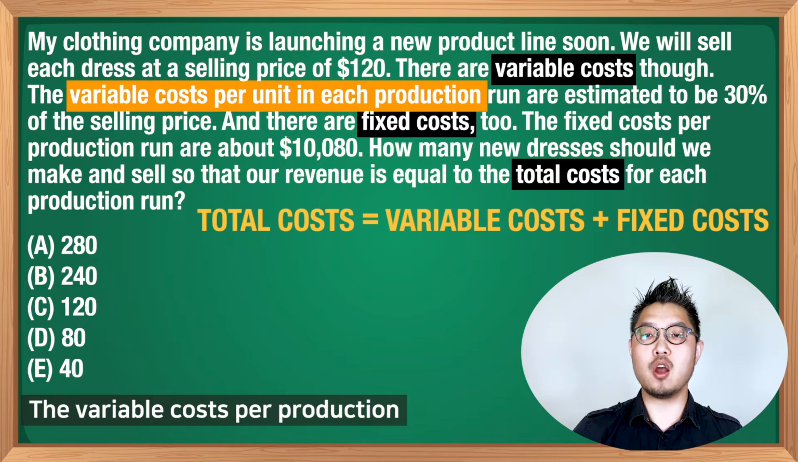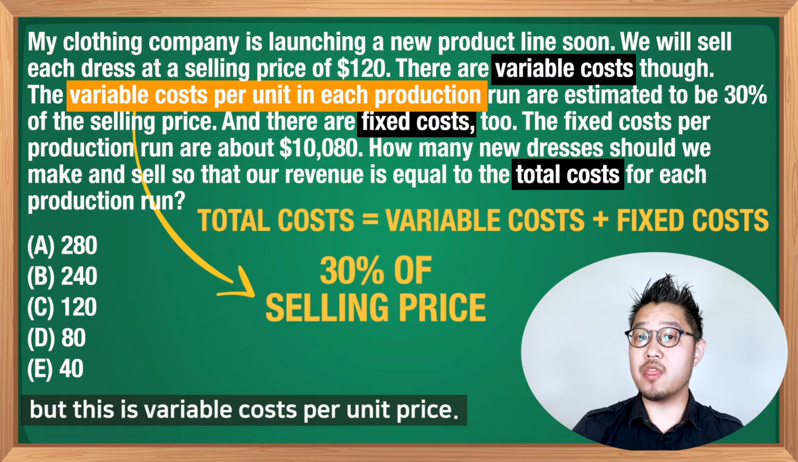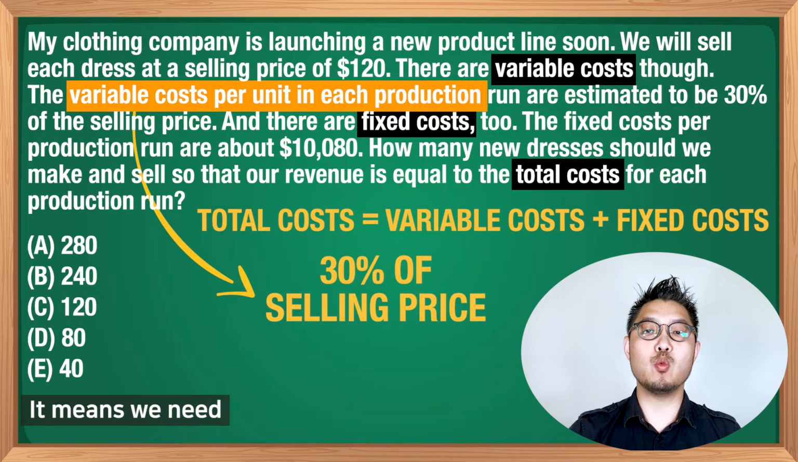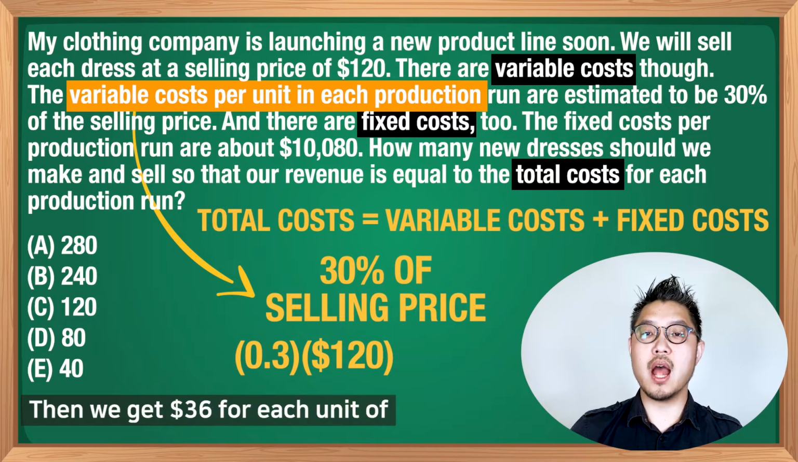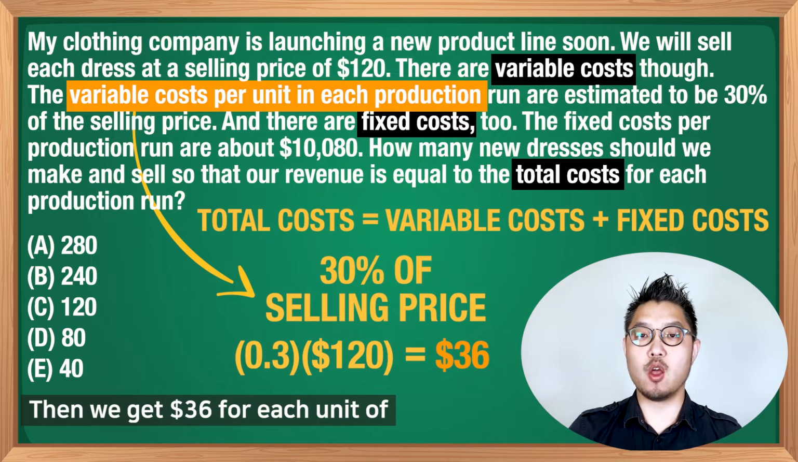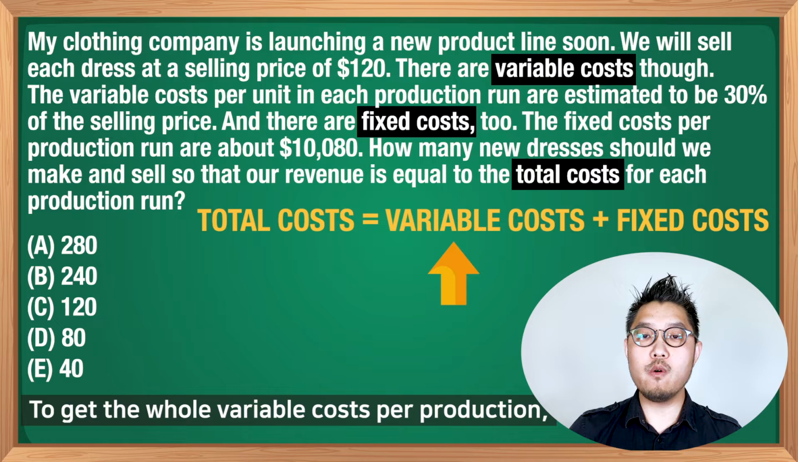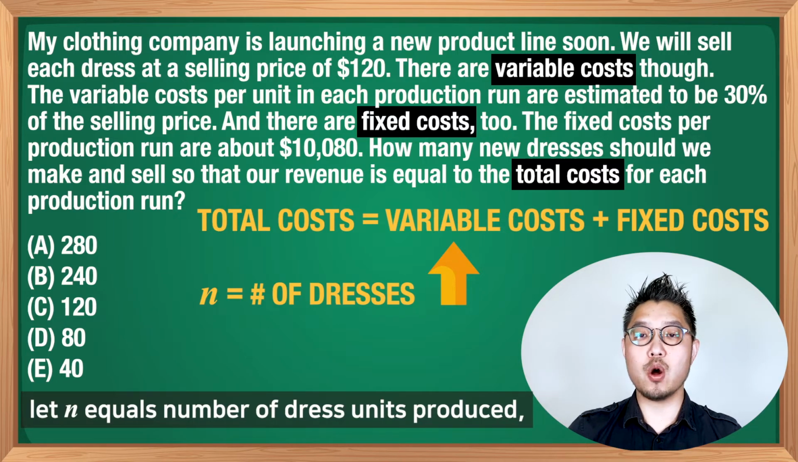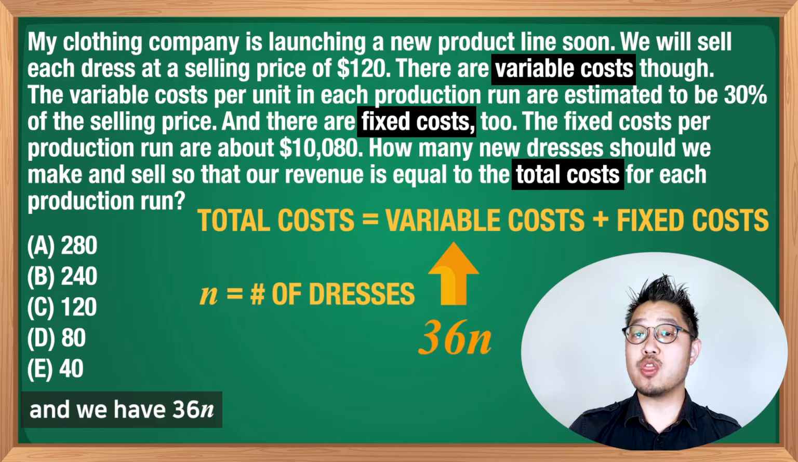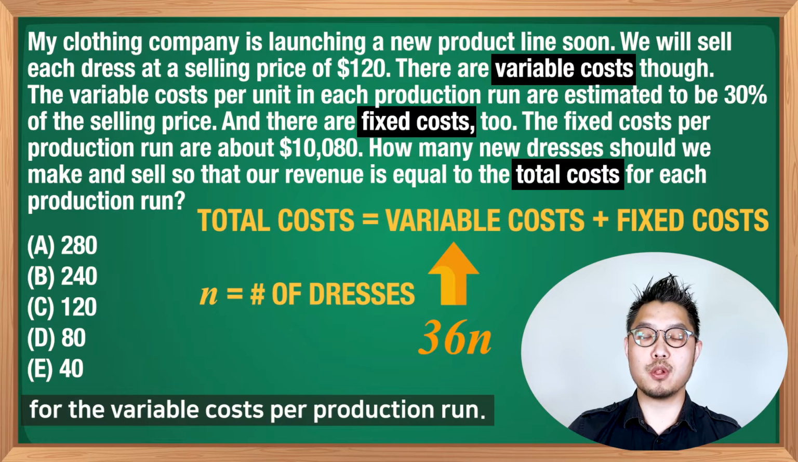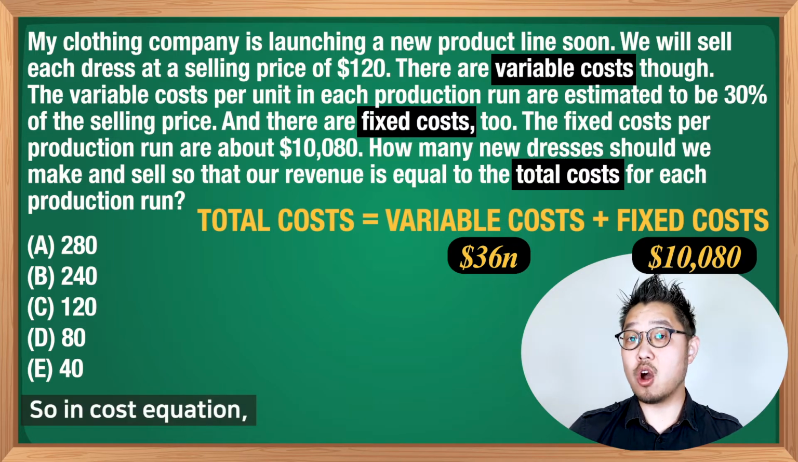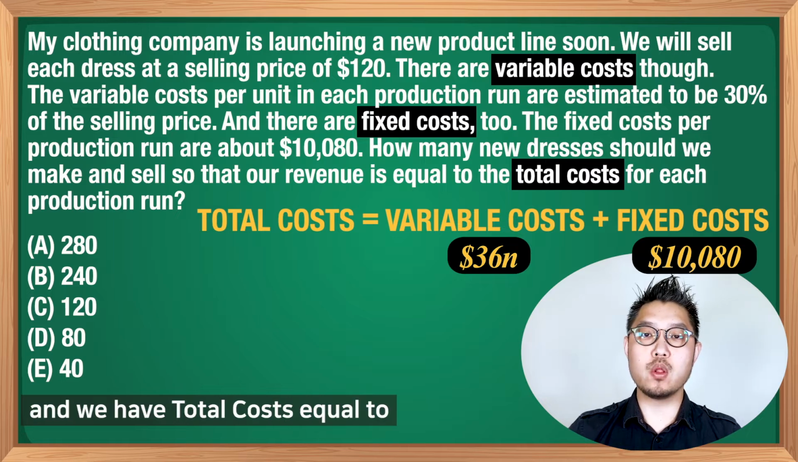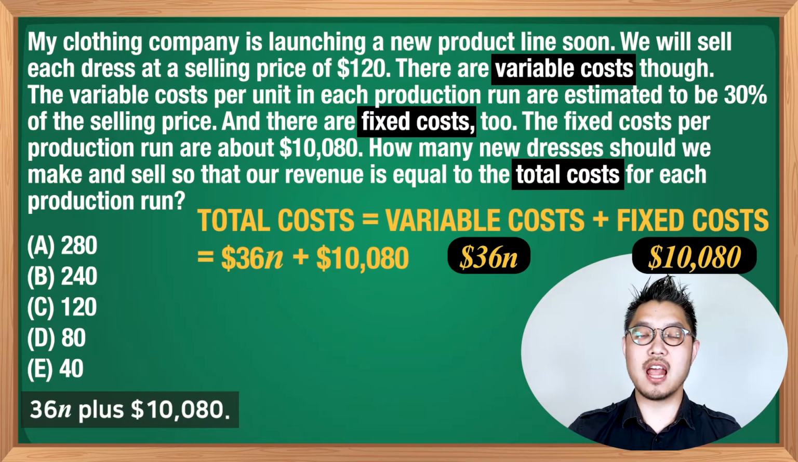The variable cost per production is 30% of the selling price, but this is variable cost per unit price. It means we need the total number of dresses produced to get the whole variable cost per production run. So multiply 0.3 by $120, then we get $36 for each unit of variable cost per production. To get the whole variable cost per production, let N equal the number of dress units produced. And we have 36N for the variable cost per production run. The fixed costs per production are $10,080. So in the cost equation, plug in these numbers and we have a total cost equal to 36N plus $10,080.